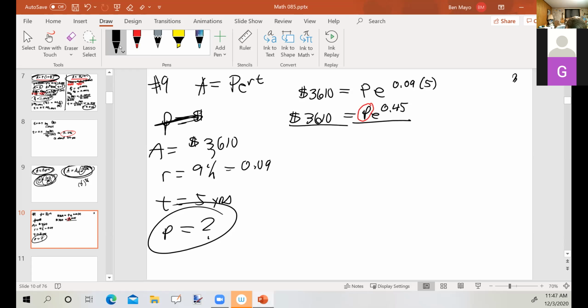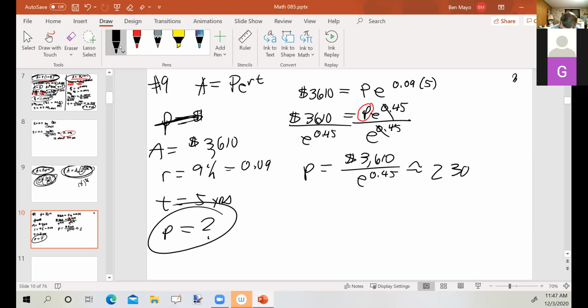So we're going to divide both sides by e to the 0.45 power. So P equals $3,610 divided by e to the 0.45 power. And on our calculator, 3610 divided by e to the 0.45 power, I get 2301.837. So that's going to round up to $2,301.84.